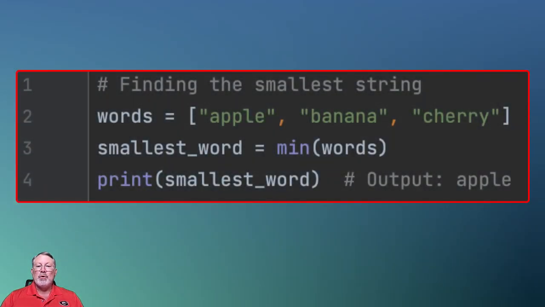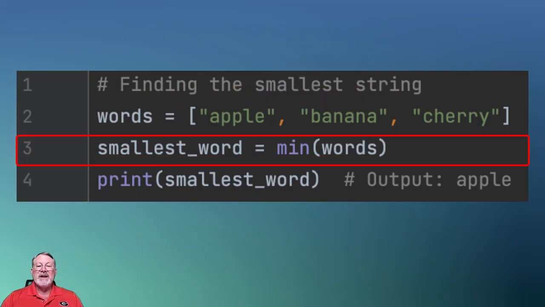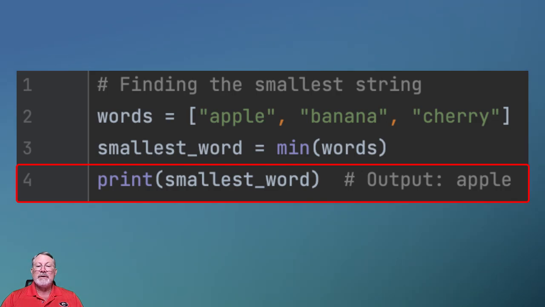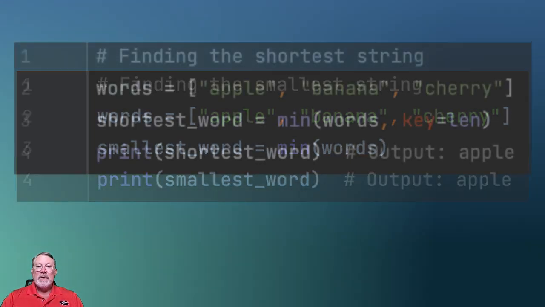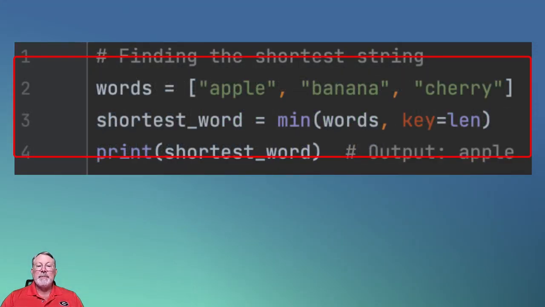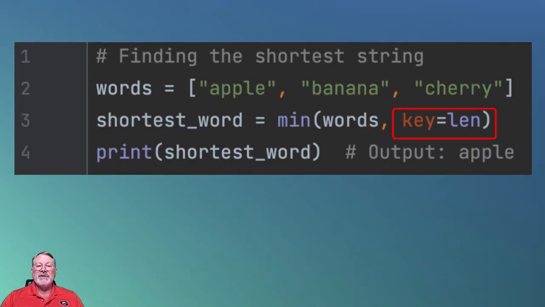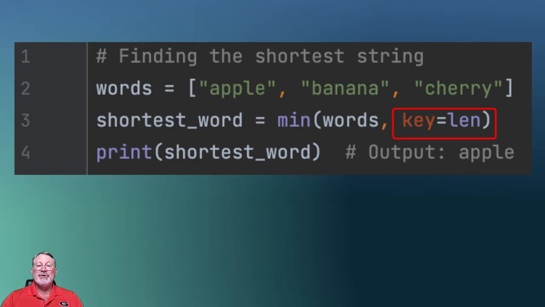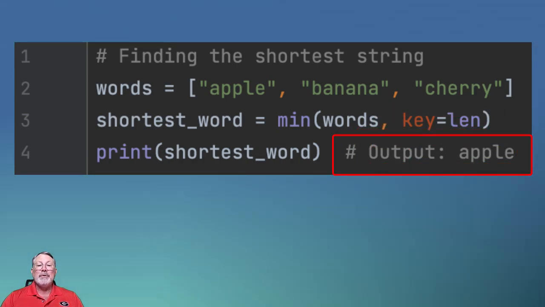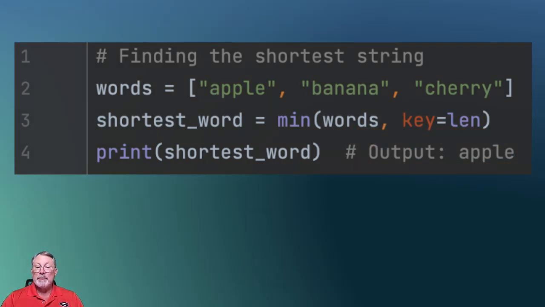The min function works with strings by comparing them lexicographically. Here, the min function determines that apple is lexicographically the smallest string. With the key parameter, you can customize the comparison logic. Let's see an example. In this example, min uses the length function as the key, returning apple because it has the fewest number of characters.